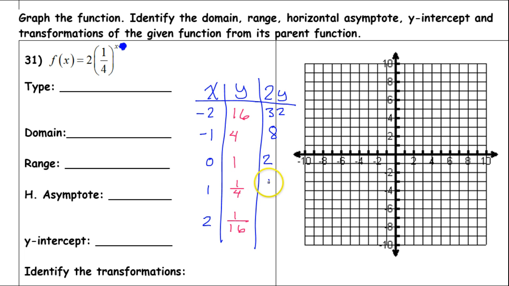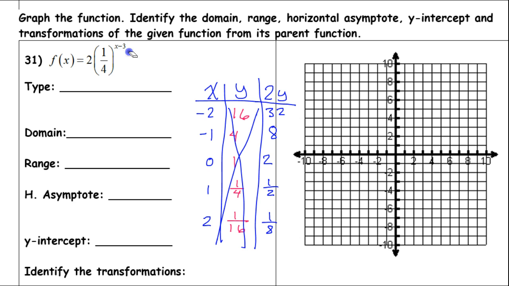2 times 1/4 is 1/2. This will be 1/8. If you need to see more on the 2 times 1/4, that's like 2/1. So multiplying straight across, that gives me 2/4, which reduces to 1/2. Once you have the third column, you can disregard the middle. Now, I'm going to plot these points, but this is not my final answer.